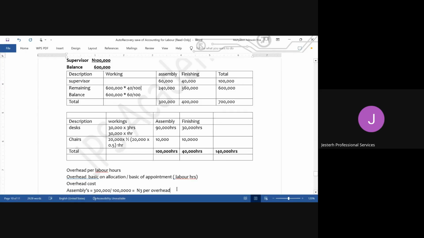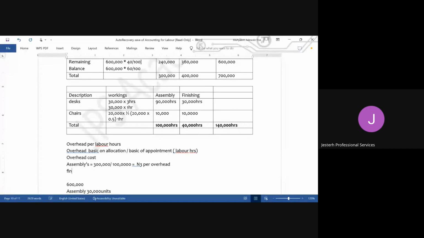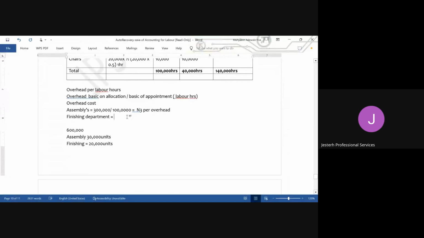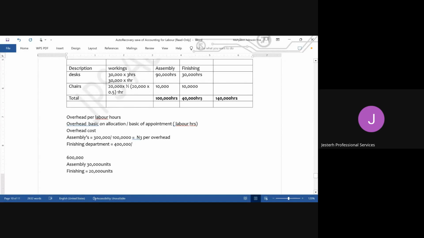Now let's move to the finishing department. Remember in the finishing department, we are able to allocate 400,000. Now you say, okay, 400,000 divided by the 40,000 hours that is allocated for them to produce these two products, the desk and the chair. If you divide this 400,000 by 40,000, it means for every hour that labor works, they are going to allocate 10 naira per hour of overhead.